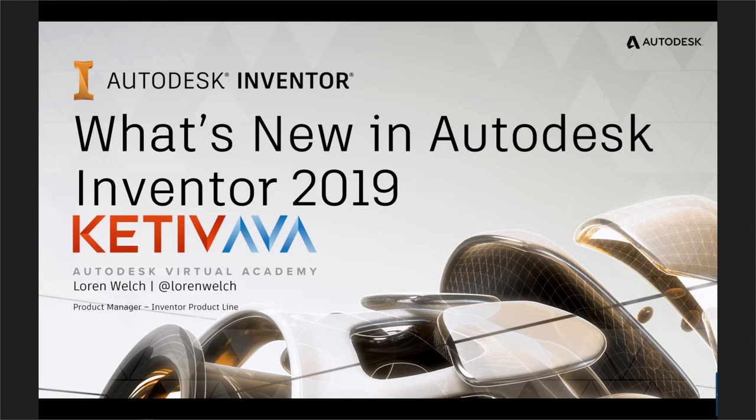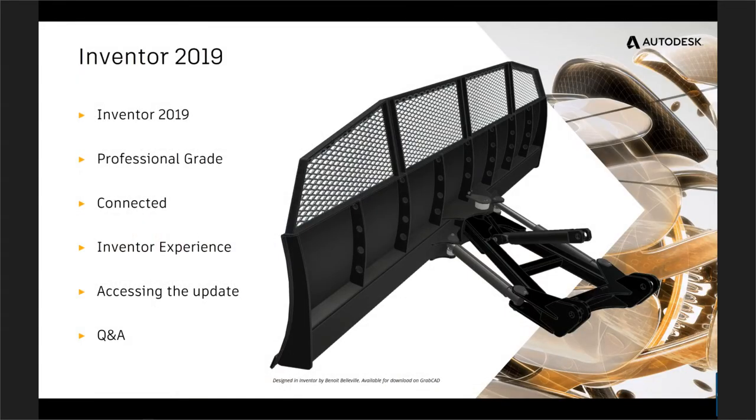To start with, when we talk about Inventor 2019, we're going to talk about overall what we did with 2019 and the areas that we focused on from an investment perspective. We really wanted to focus on three main areas: professional grade functionality, that's the core design tools and workflows that our users use every day. We're also talking about connected workflows and how Inventor can connect to the Autodesk Cloud platform and really bring value to our customers beyond the desktop. And then overall, we'll talk about this Inventor experience, whether that's feedback directly from customers through the ideas page or customer engagement, or how we're refreshing commands and enhancing things inside of Inventor to have a really delightful experience as you're using the tool. And then we'll obviously talk about how to get the update and handle any Q&A.